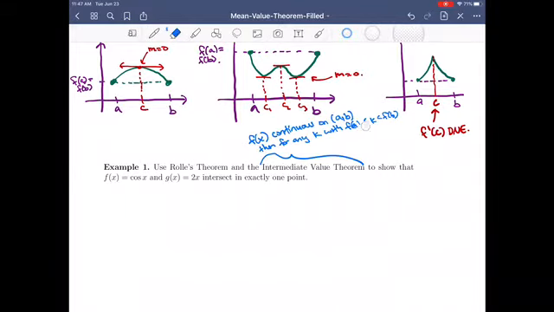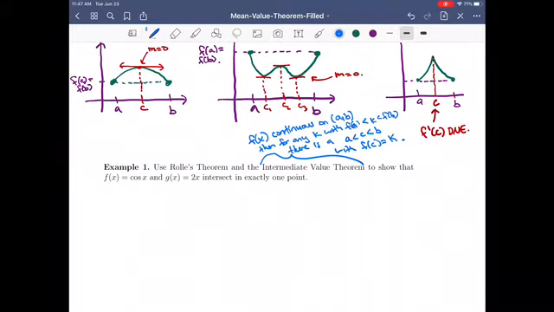Okay, so for any value that's between them, there is a c between a and b where the function is equal to k. So f of c equals k. So you can pick any y value in between your two y values, and there's definitely an x value that hits it. Okay, so that's the idea behind the intermediate value theorem.